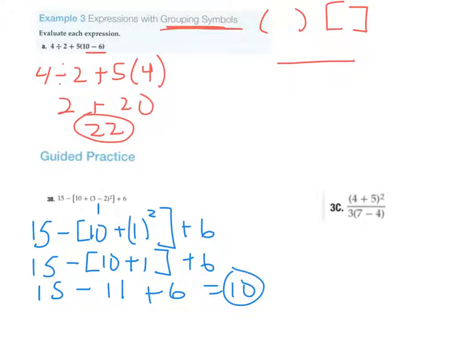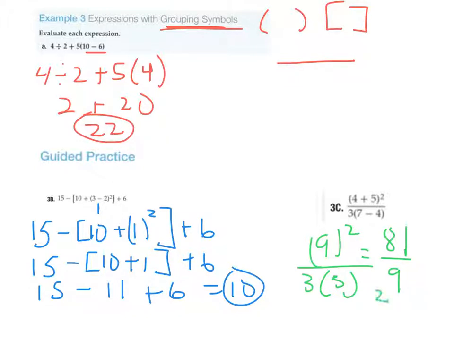Now, we have parentheses and we have a division line. So I'm going to do above the division line first. So 4 plus 5 is 9. And I'd leave it in parentheses until I do my square. And then 7 minus 4 is 3. Then I do my exponent. And then I do my bottom. And once I get numbers, I can then do this division, which is 2.